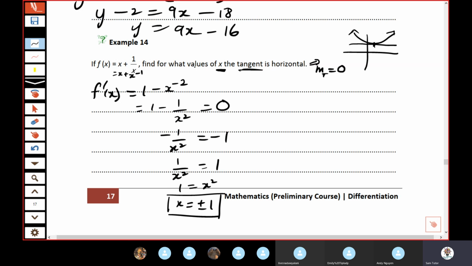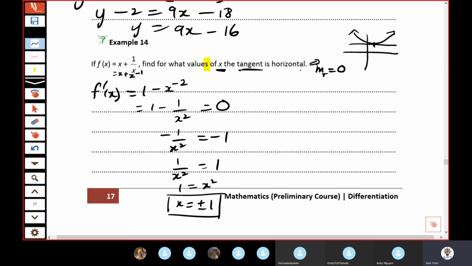A trick there that a lot of students are not taught: if it does say values, plural, it usually is there for a reason, and it means plus minus, or it means two solutions, or at least two solutions. So just keep that in mind. That's an exam style question. If you ever do say find what values of x, you already know that there's going to be at least two. Okay. Anybody confused about what I just did there?